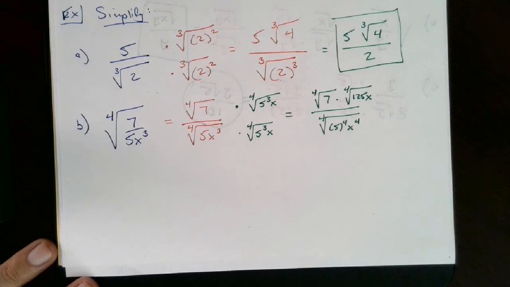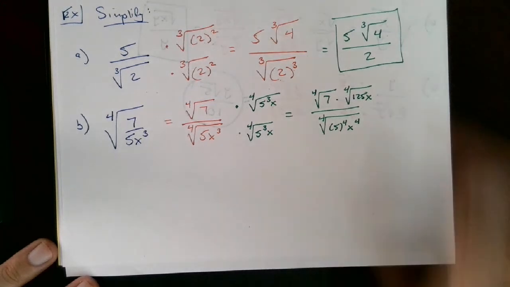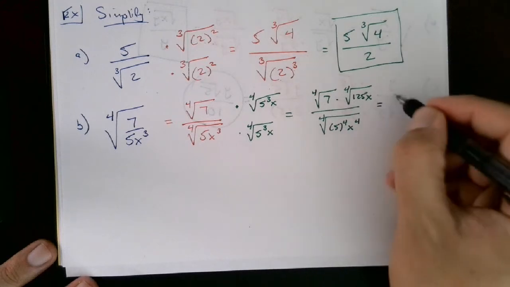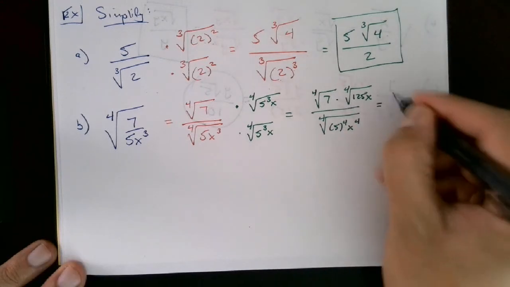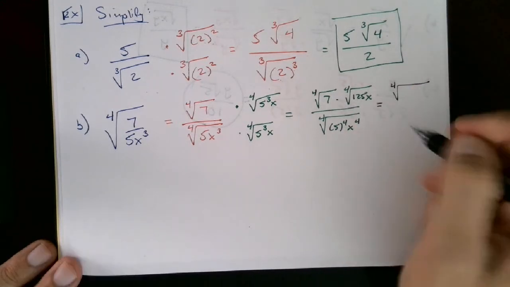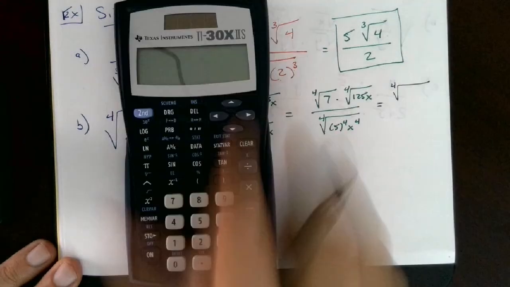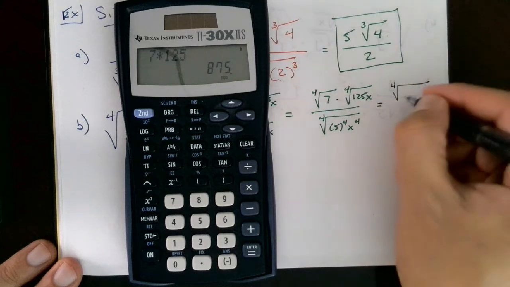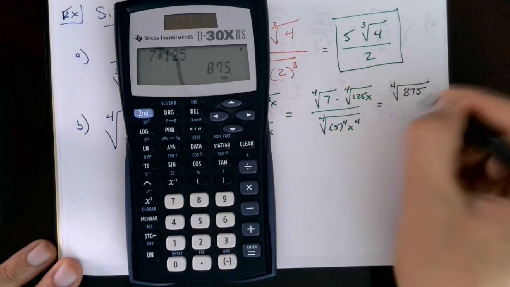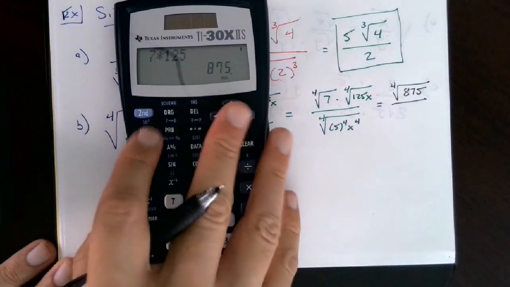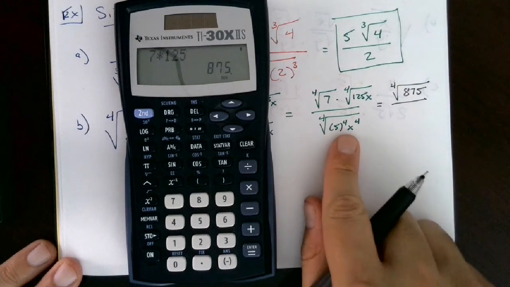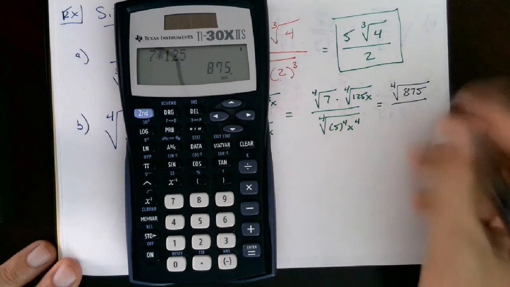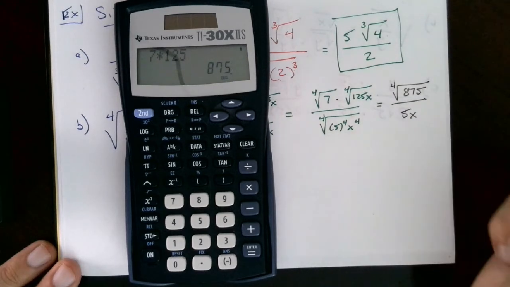And now we want to simplify. In the numerator, these are both fourth roots, so you can multiply them together underneath a single root. So the fourth root of 7 times 125, you do 7 times 125 here, you get 875. So the fourth root of 875 over down here. Now remember, these are fourth powers, and you're taking the fourth root. So the power divides by the root, and you just get the base. So this is going to end up being 5x.